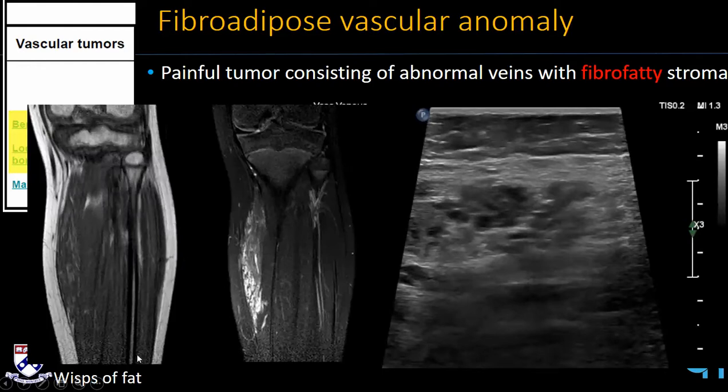This lesion is also, just like the previous intramuscular hemangioma, a lesion that occurs within the muscle, but the difference is that it is not usually a very fast flow malformation. Usually it has predominantly venous supply.